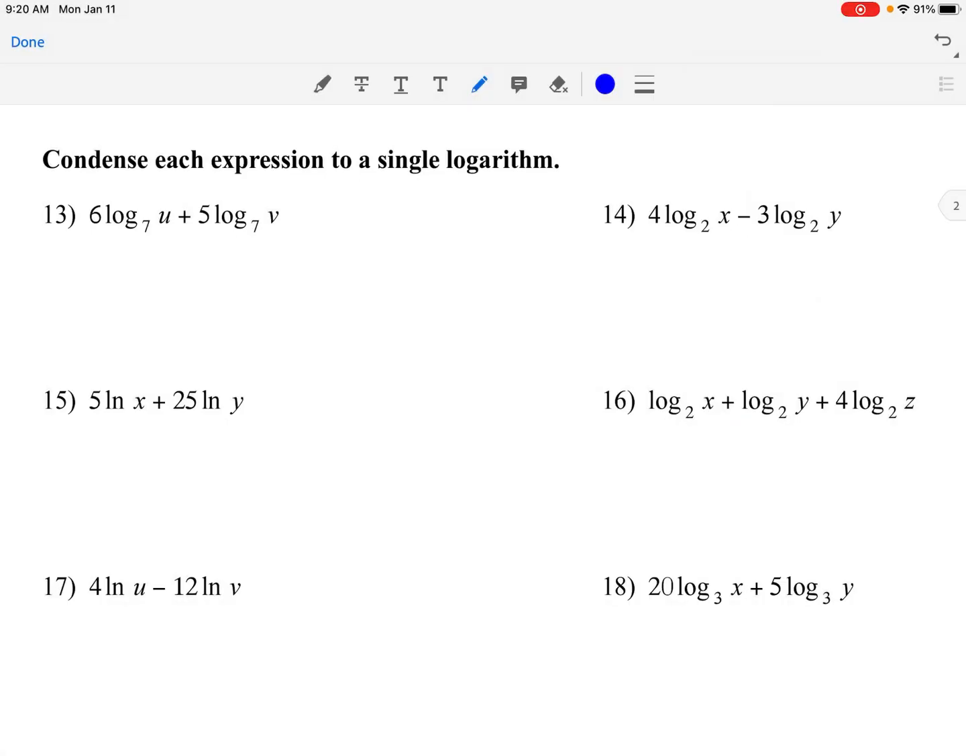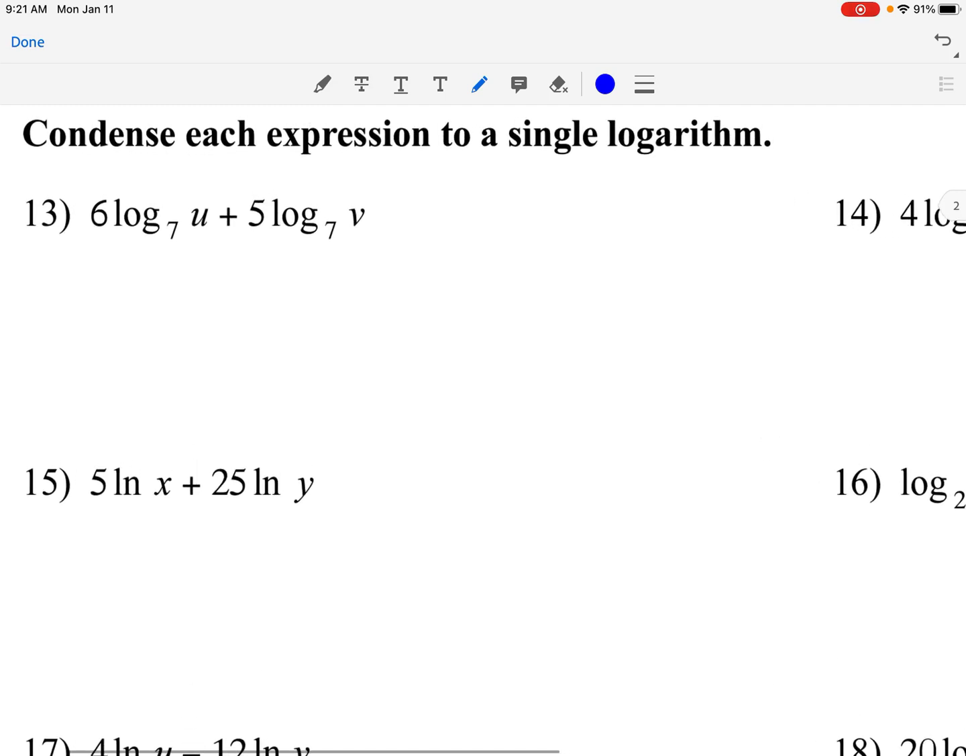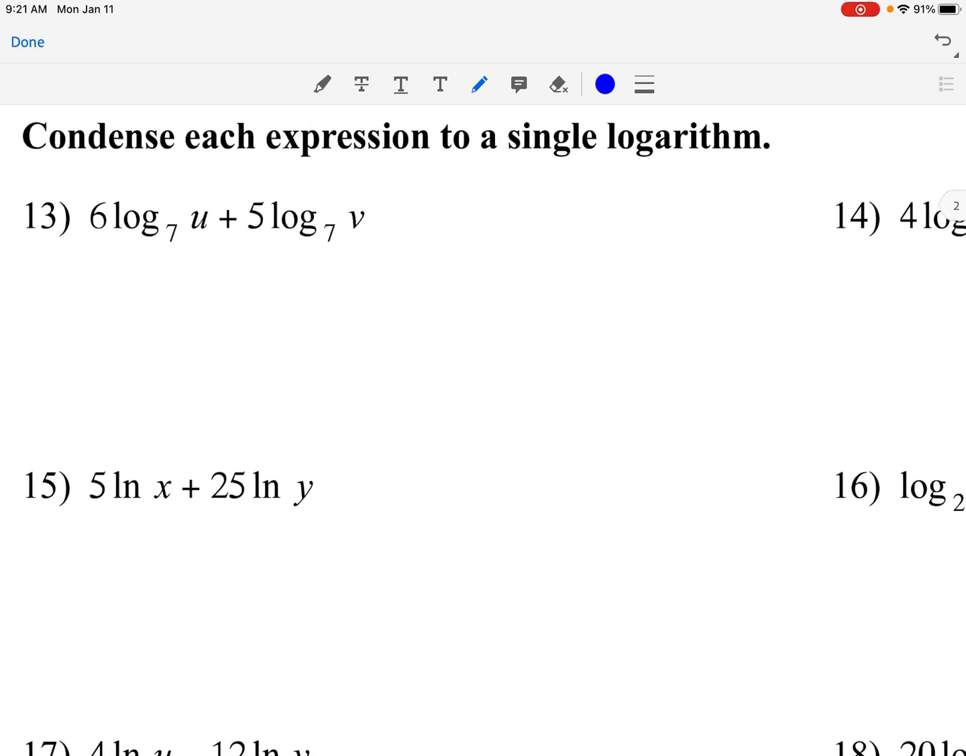So with condensing each expression, you're going to be using logarithmic properties, which you will not be given on the test, but you still need to know how to use them. If you want to put them on your note card, you certainly can. So when you're condensing expressions, we're using the power property, the quotient property, and the product property.